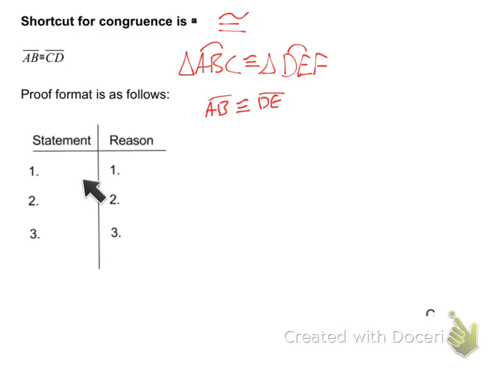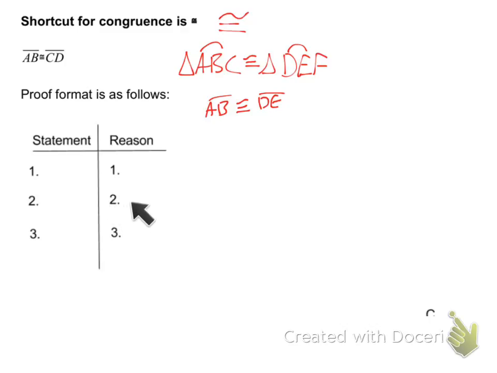We also should see that we are going to write proofs. And those proofs, guys, follow this format. I'm going to have a statement, and I'm going to have a reason. So in step 1, I'm going to state something. And then I'm going to say why. Then I go to step 2, why. Step 3, why.